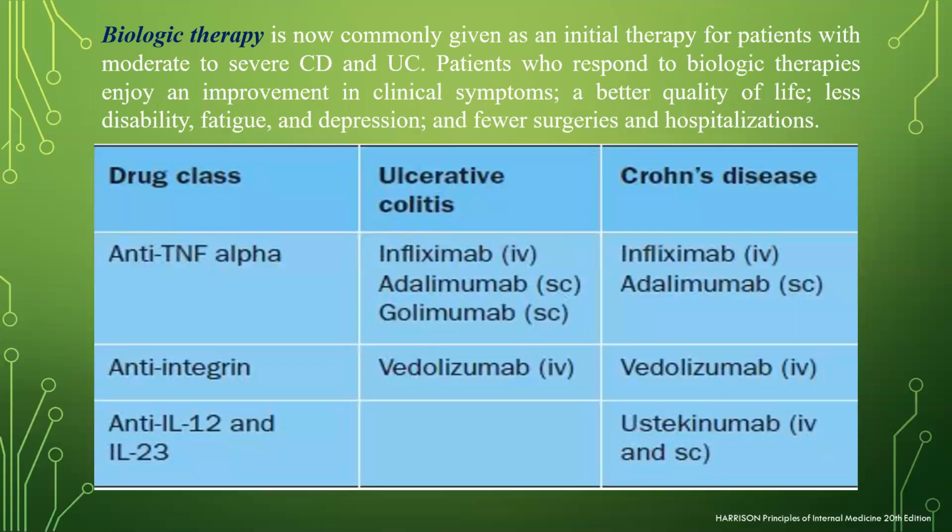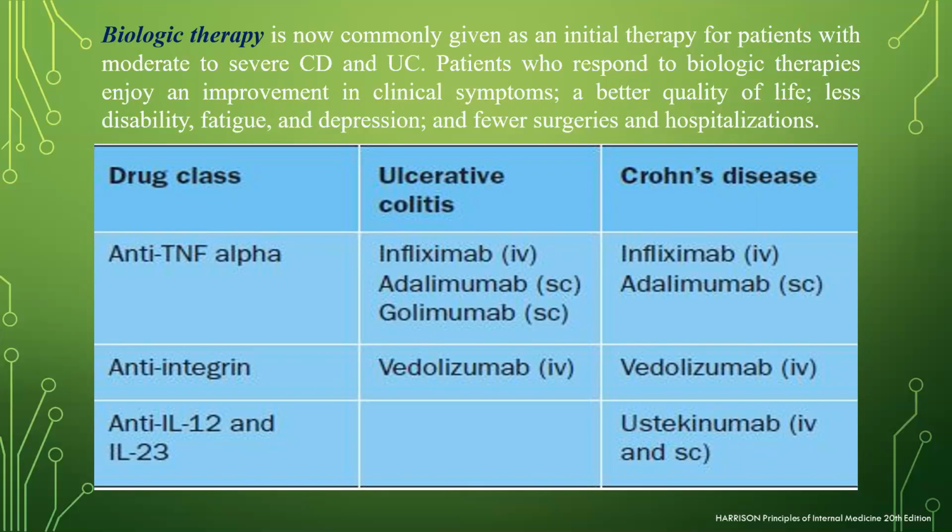Prophylaxis should be given. Biological therapy is now commonly given as an essential and initial therapy for patients with moderate to severe Crohn's or ulcerative colitis. Patients who respond to biologic therapies enjoy an improvement in clinical symptoms, a better quality of life, less disability, fatigue, and depression, and fewer surgeries and hospitalizations. But this therapy is still expensive compared with the previously noted.